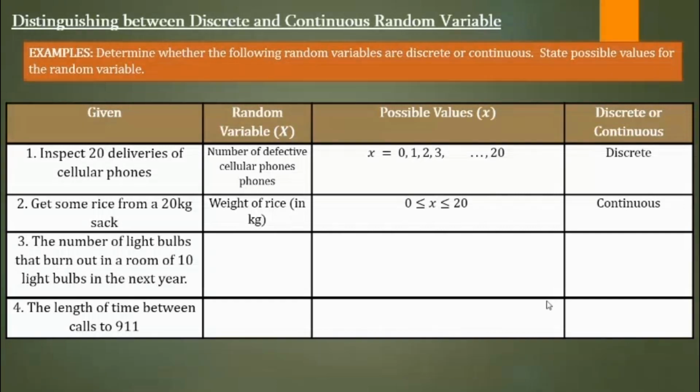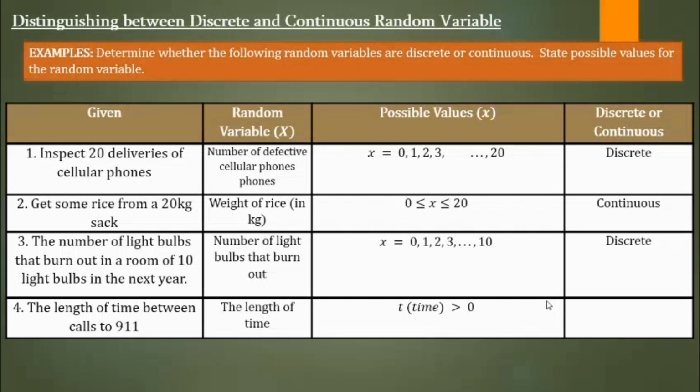Next, let's have number 3, the number of light bulbs that burn out in a room of 10 light bulbs in the next year. The random variable here is the number of light bulbs that burn out. Then the possible values are x is equal to 0, 1, 2, 3 to 10. And next column, is that discrete or continuous? That is discrete. Then let's have the last example, the length of time between calls to 911. The random variable for number 4 will be the length of time, and the possible values are time greater than 0. And the last column, is that discrete or continuous? That is continuous.